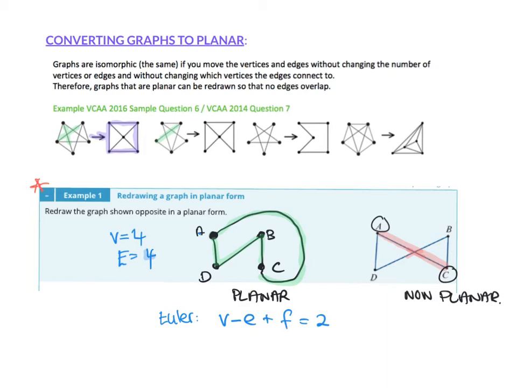And then how many faces have we got? If we count the faces, here's face 1. And remember, the area outside is also counted, so face 2. So I've got 2 faces. So if I put these numbers under here, I'd have 4 minus 4 plus 2. Does that equal 2? Yes, it does, doesn't it? So we've proved Euler's formula there.